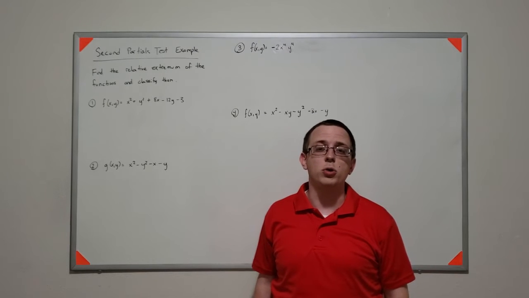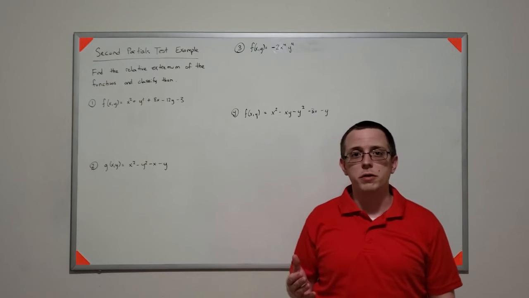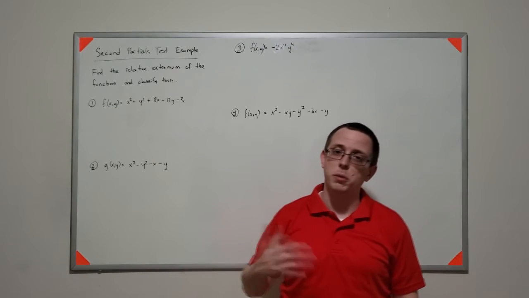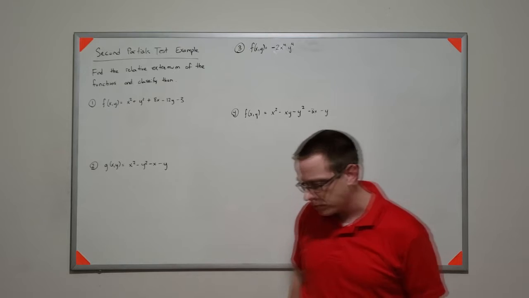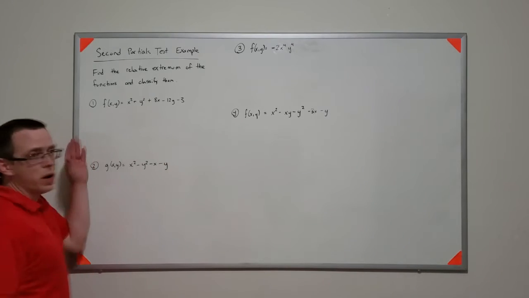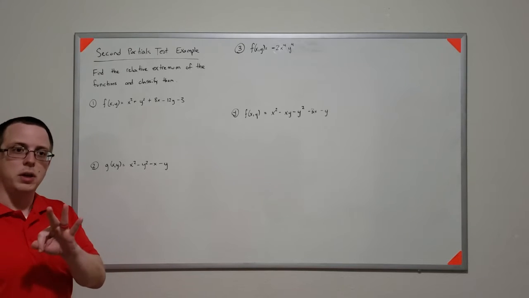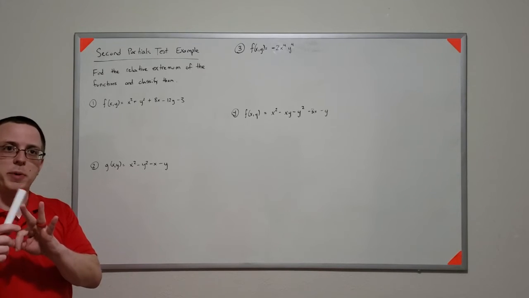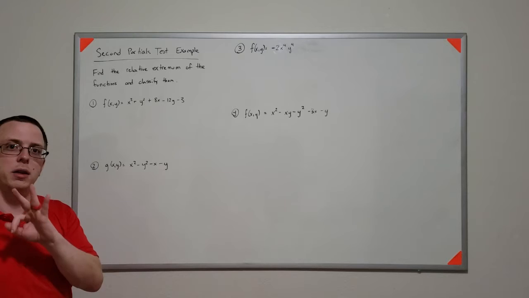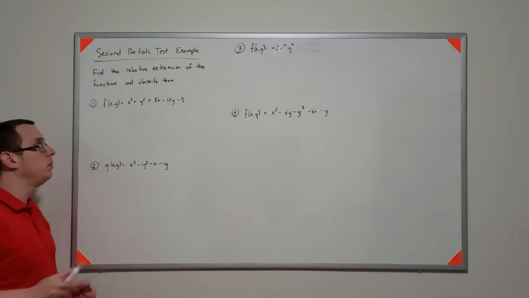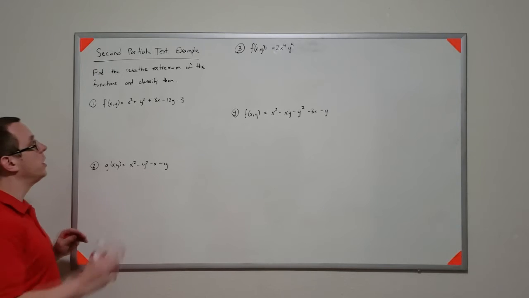Let's use the second partials test to determine the relative extrema of functions and classify whether they're maxima, minima, or saddle points. So remember, to do that, we're going to need all three second derivatives: the second partial with respect to x, the second partial with respect to y, and the mixed partial xy. So we need to find the critical points and then use this second partials test.